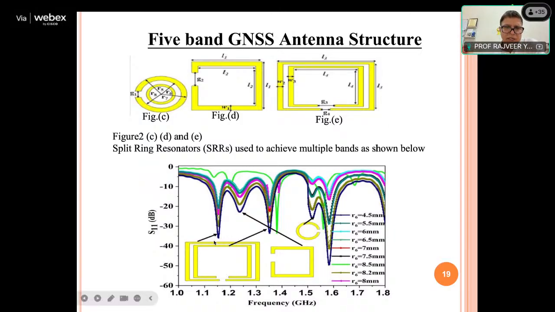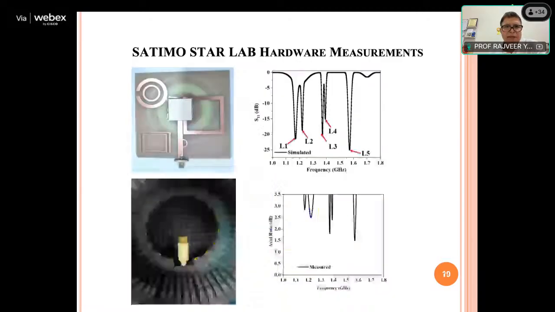If you see this structure, it has this frequency. The lower structure is resonating at this frequency. This structure is resonating at this frequency, all spanning from 1 gigahertz to 1.8 gigahertz. The circular SRR is resonating at this frequency. So depending on the dimensions, I'm able to get the resonant frequency on these different resonant modes, which covers the entire L1 band to L5 band.